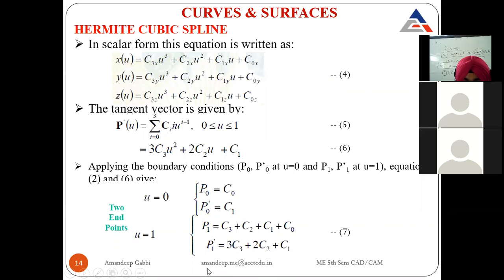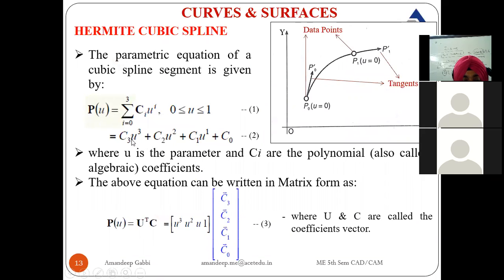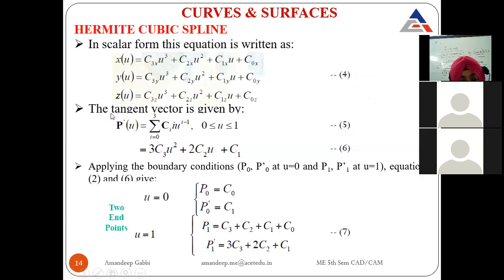In scalar form, this equation is written in terms of x, y, and z. If you want to calculate the x coordinate, y coordinate, and z coordinate, it can be written as C3x u cube, C2x u square, C1x u plus C0x. Wherever we have a coefficient, you can attach x along with it. Either you can use y, or similarly z. So to form x, y, and z coordinates, you can use this equation.